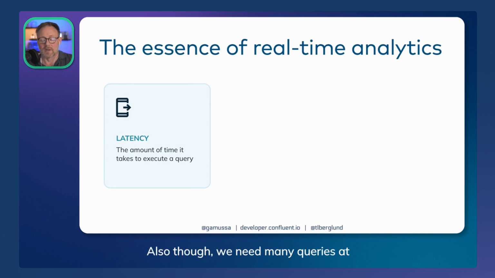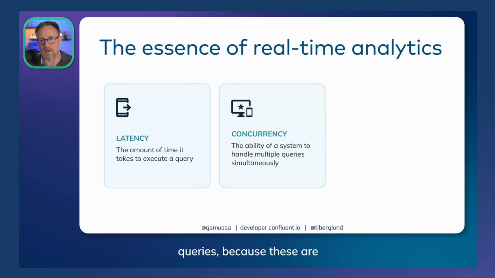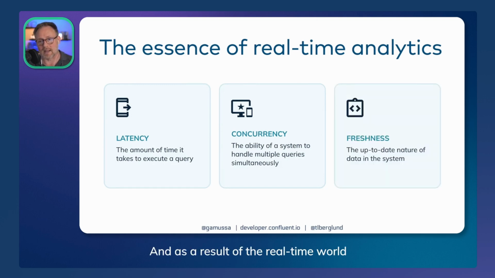Also, though, we need many concurrent queries because these are often things that are facing a user interface. And so instead of a couple dozen people looking at a dashboard, you might have hundreds of thousands, millions of people using an app. And as a result of the real-time world and the world of streaming, we need data to be very, very fresh. There are events happening. They're coming through Kafka pipelines, being processed by Flink, and we need them to be available to be queried right away.